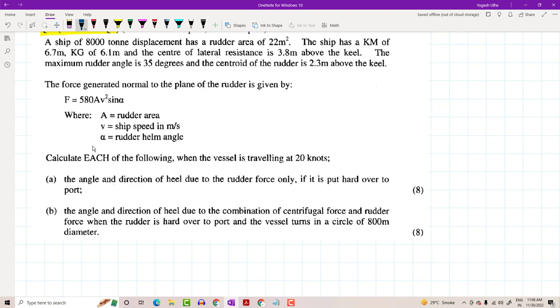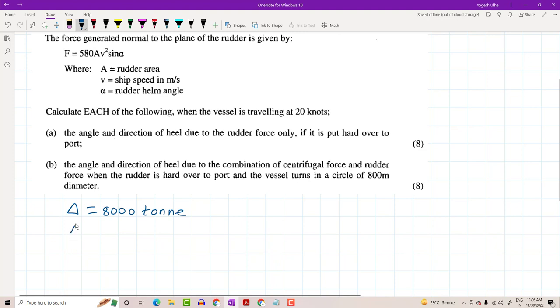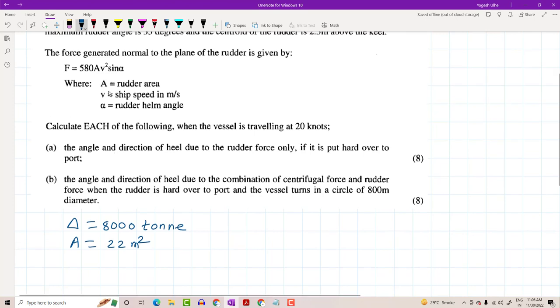So here we have a ship whose displacement, delta, is 8,000 ton. Displacement of the vessel is 8,000 ton. It has a rudder area. So the area of the rudder is 22 meter square. I will write down: area A is 22 meter square rudder area.